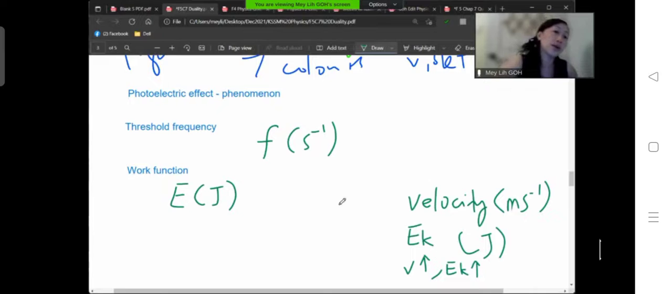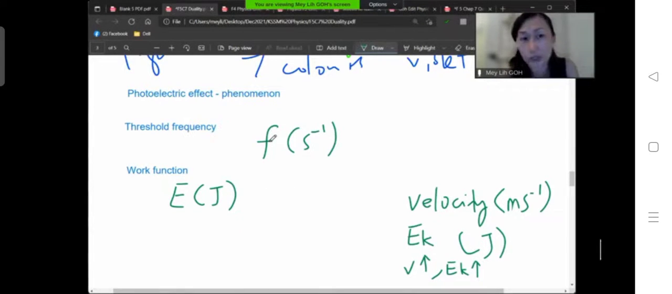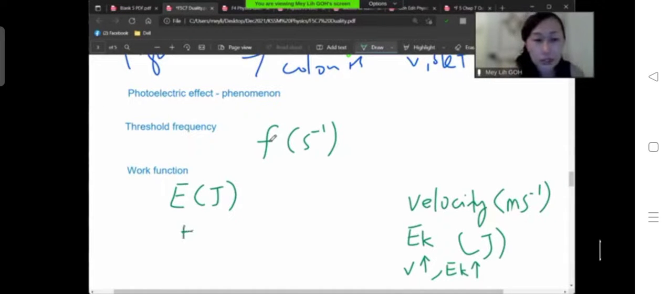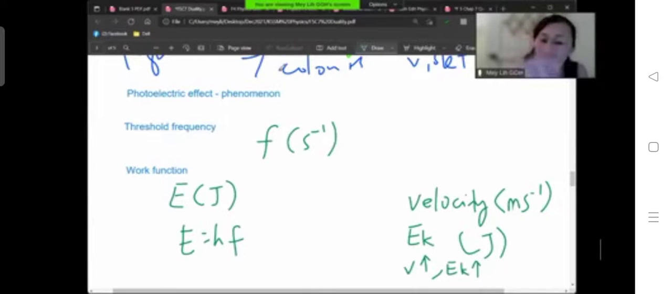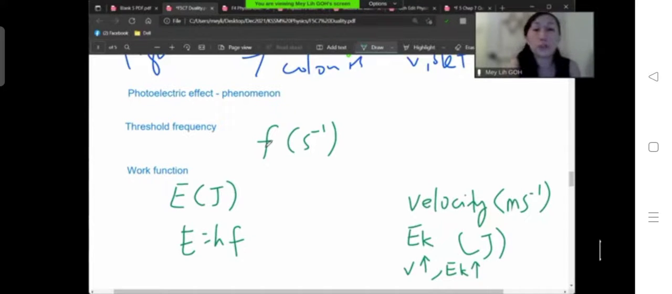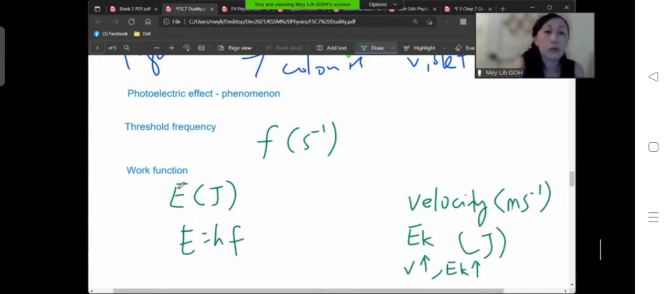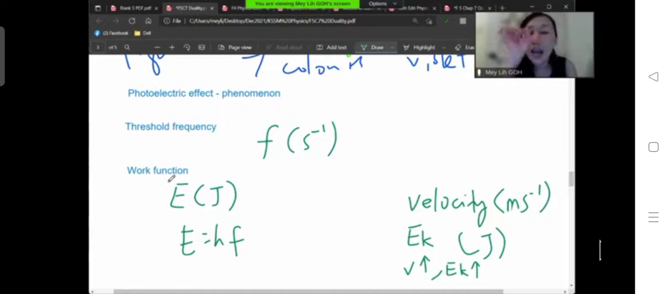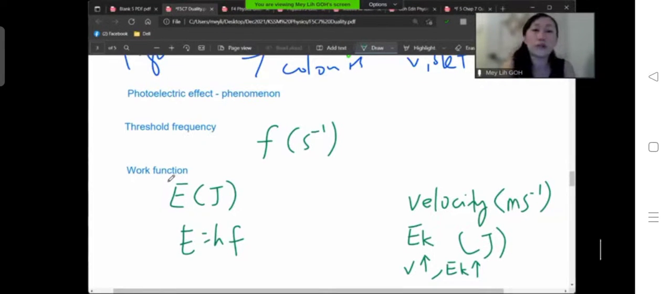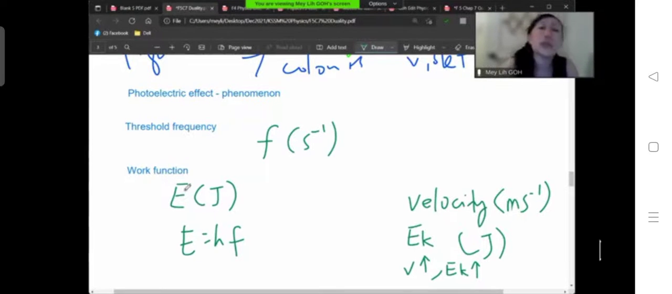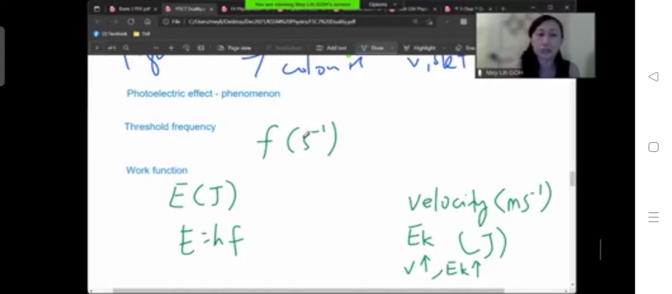Same story here. If you have the correct frequency to cause a photoelectric effect, because E is equal to hf, they are related. You have a certain correct frequency to cause a photoelectric effect. Okay, you call it from the frequency point of view. Now, work function is the energy. It's the certain special energy that you want to cause a photoelectric effect to occur. Because energy and frequency are related in this case, for chapter 7 quantum physics.